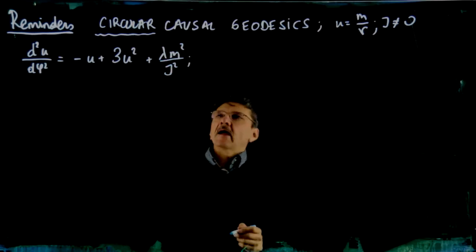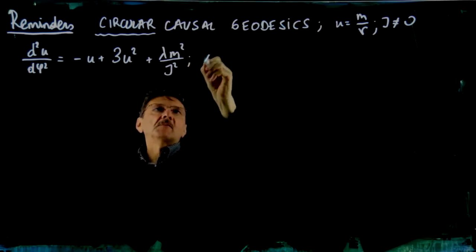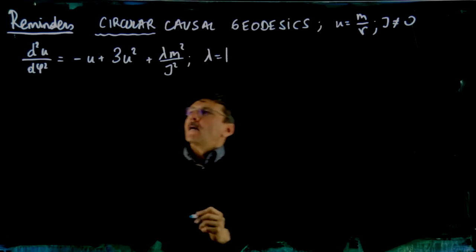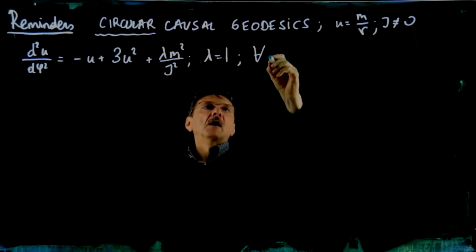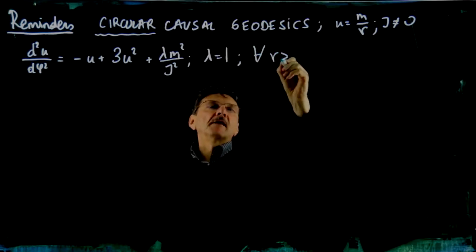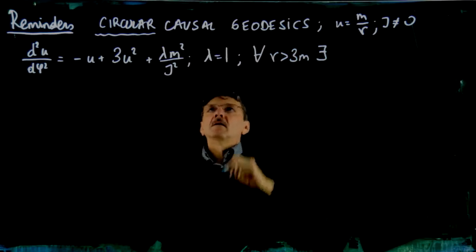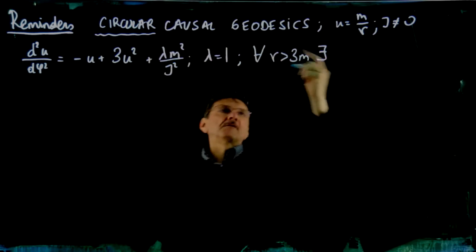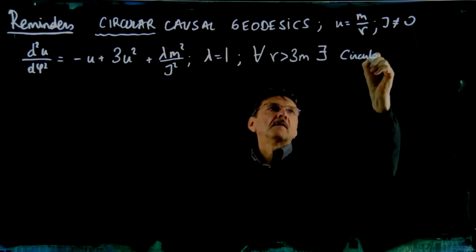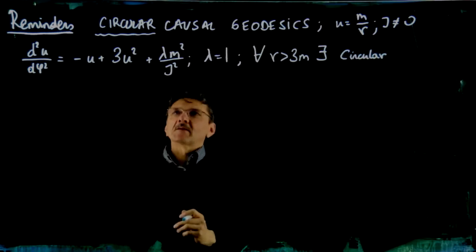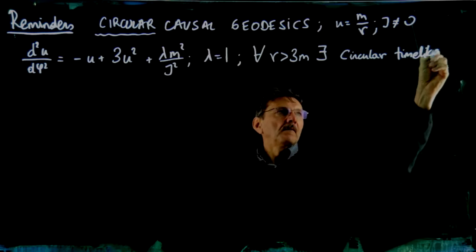And if it's time-like future directed, which is what we want, time-like is λ equal one. And so what we have seen is that for every r larger than 3m, there exists a circular causal geodesic, right? A circular time-like geodesic. Time-like is causal, but time-like in this case.